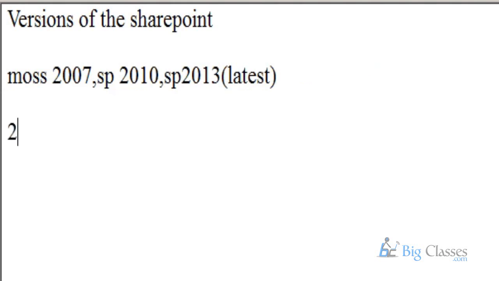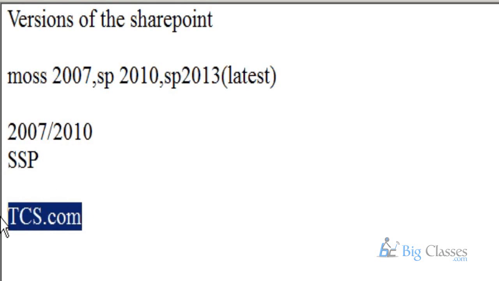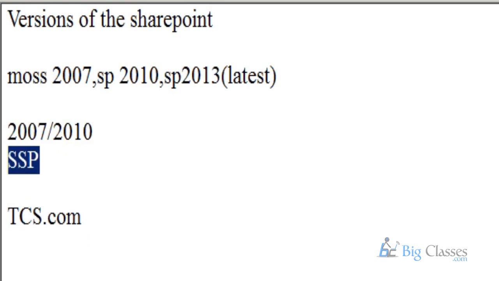What is the difference between SharePoint 2007 and 2010? Do you see any difference? First thing is SSP. I told you, search functionality. To implement the search functionality in SharePoint 2007, we need to create the SSP. Assume I have one application called TCS.com. To implement search for it in SharePoint 2007, I need to create the SSP.